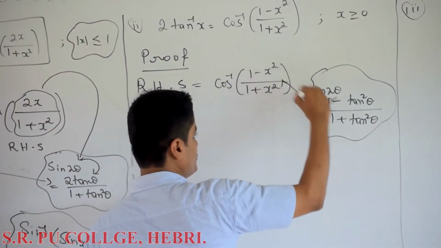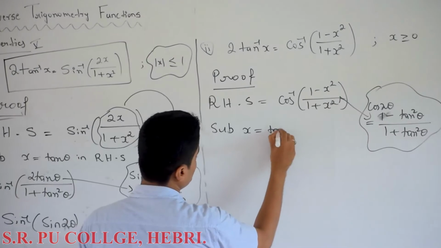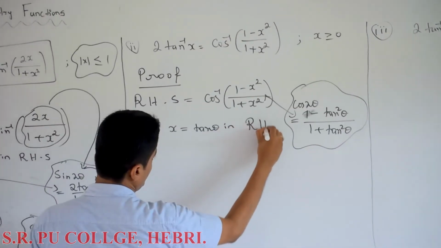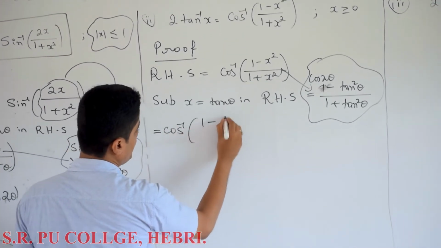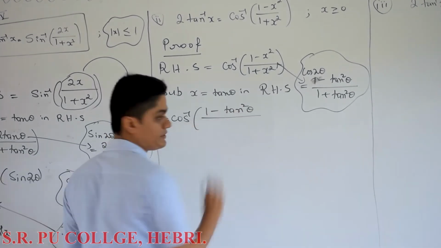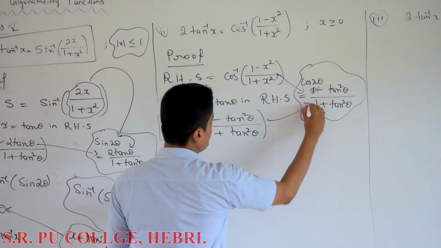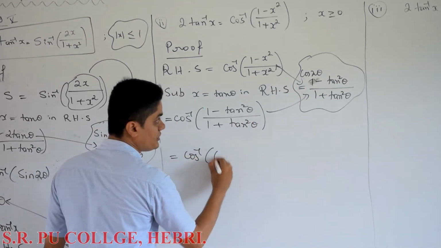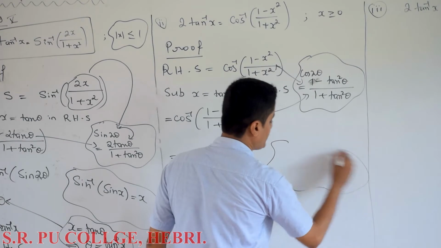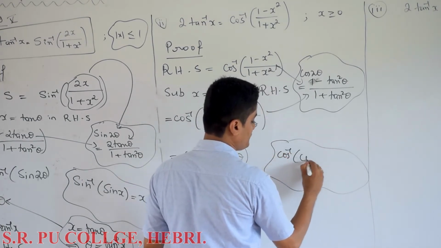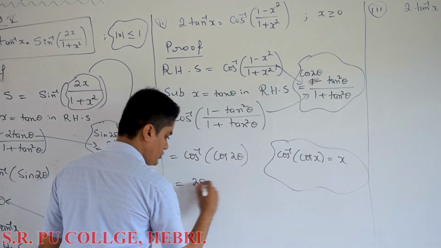Now when you compare these two, anyone can tell that you are going to substitute x is equal to tan theta in the RHS. So what is RHS after this substitution? Cos inverse of 1 minus tan square theta divided by 1 plus tan square theta. Again using the same formula, this will be cos inverse of cos 2 theta. Just like the previous one, here use one more inverse trigonometric formula, that is cos inverse of cos x is equal to x. So because of this, you will get 2 theta.